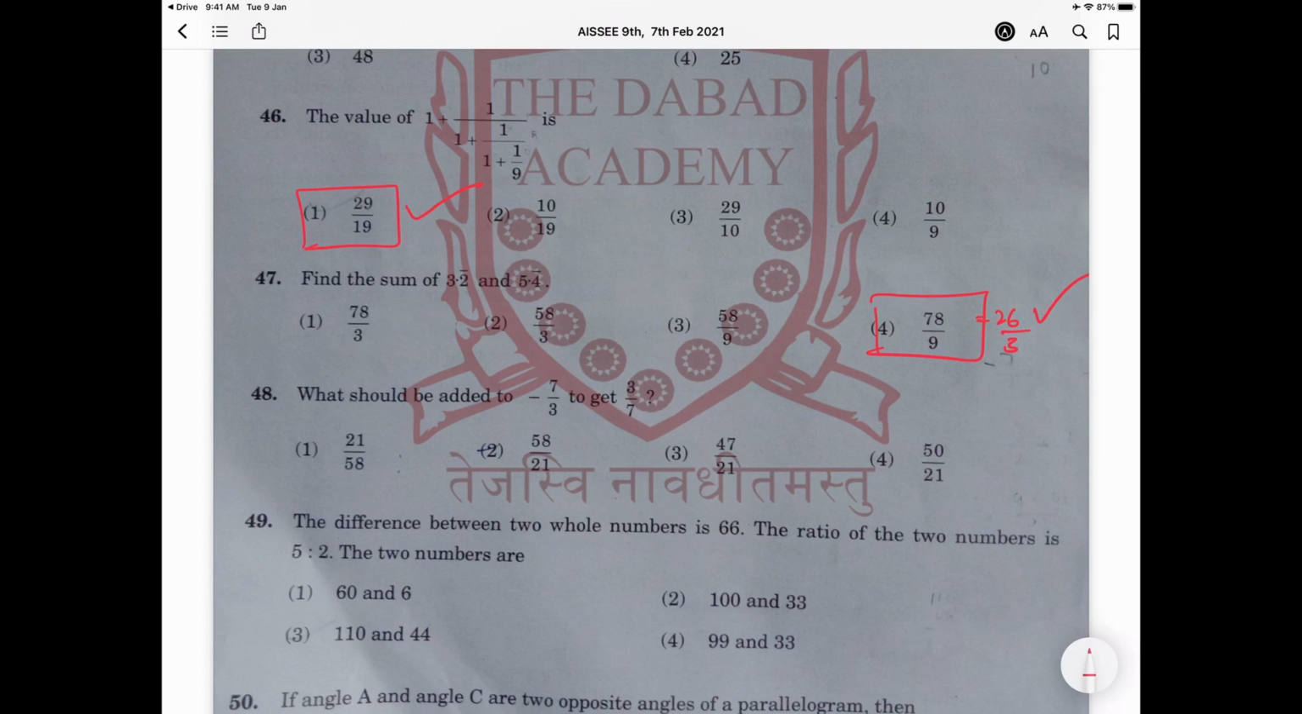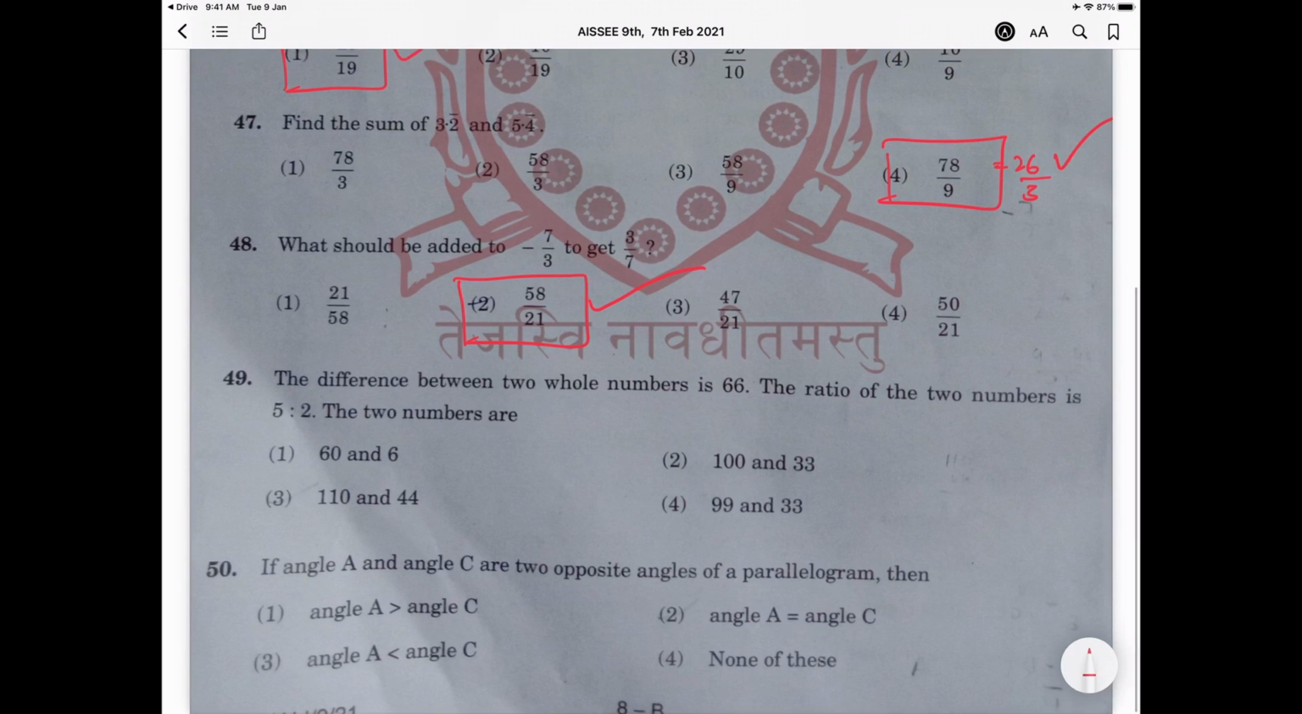In question number 48, 58 by 21. Option number 2 is correct. In question number 49, the difference between two whole numbers is 66. The ratio of these two numbers is 5:2. Let the numbers be A and B. So these are the two numbers, and upon solving you will get 110 and 44.